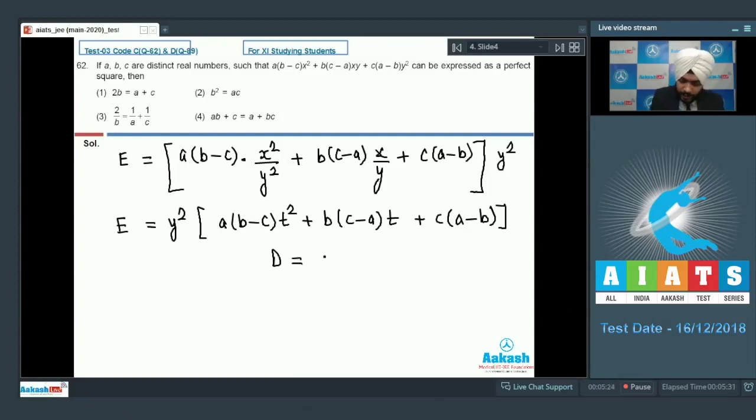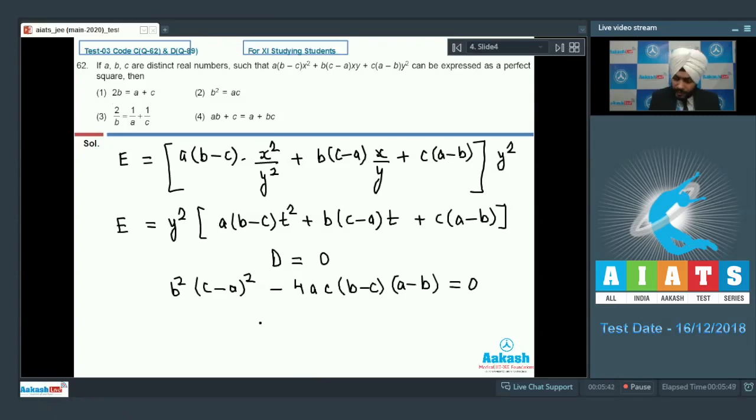So put the condition D is equal to 0, you'll get b square into (c minus a) whole square minus 4ac into (b minus c) into (a minus b). So all you have to do is simplify this equation. After simplification, you will get 2ac is equal to ab plus bc, which ultimately means that 2 upon b is equal to 1 upon c plus 1 upon a, or the other way around. Option number 3 is the correct choice.